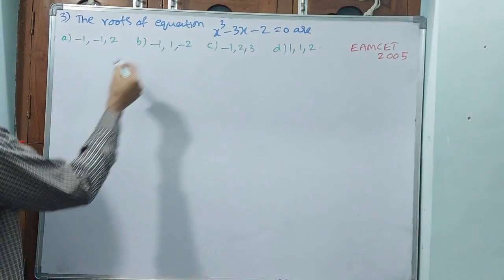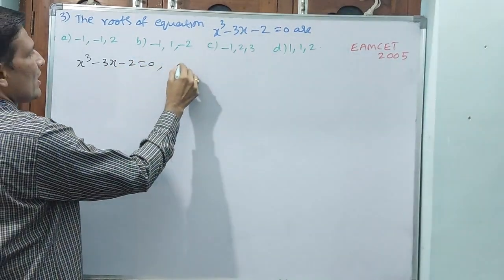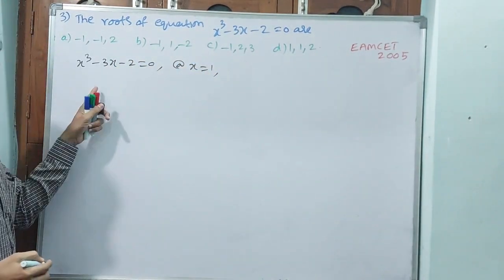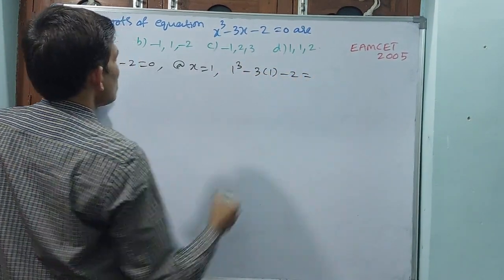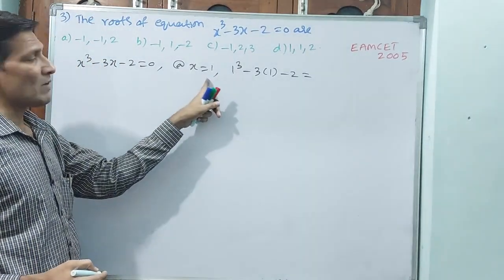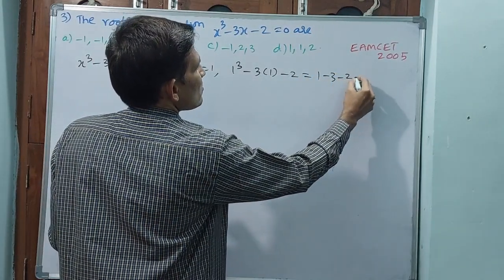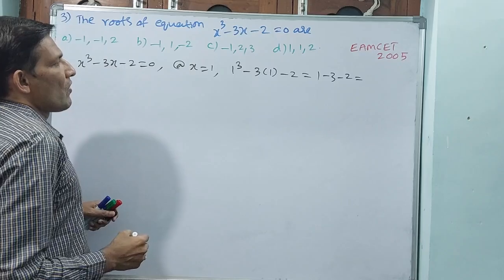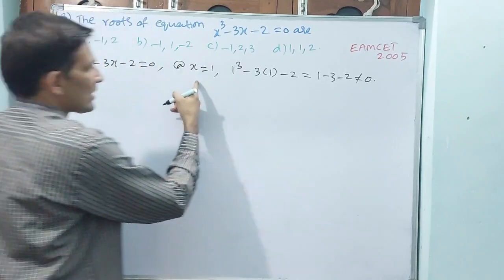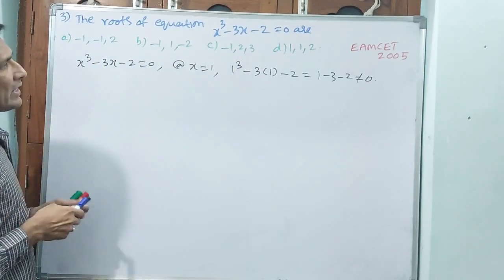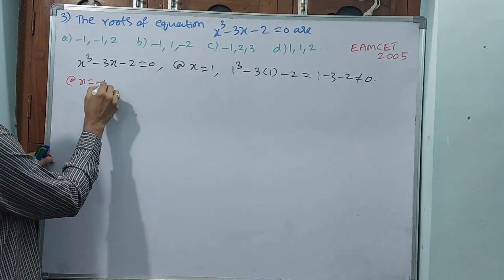See, again I am writing x cube minus 3x minus 2 equal to 0, at x is equal to 1. I am taking 1 first. 1 cube minus 3 into 1 minus 2 equal to 0 should come. Then 1 is a root. 1 cube means 1, minus 3, minus 2. Okay? Minus 4, not equal to 0. Okay, therefore x is equal to 1 is not a root. Okay, now go for x is equal to minus 1. At x is equal to minus 1.